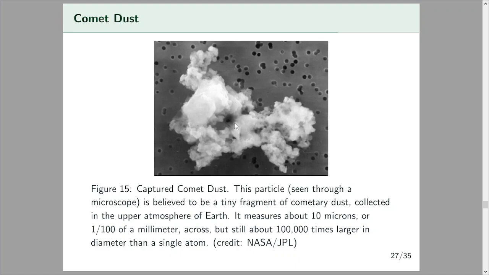So there's a typical dust particle. This was found in the upper atmosphere of the Earth. We often find things that can be determined to be from something else.